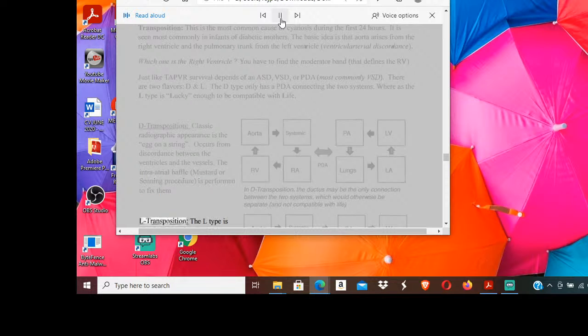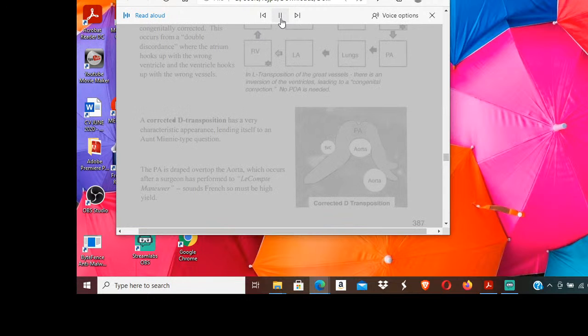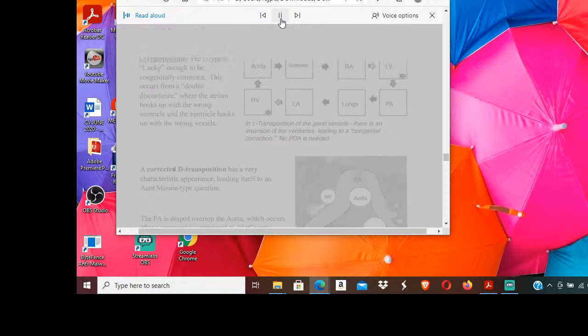L-transposition, the L type is lucky enough to be congenitally corrected. This occurs from a double discordance where the atrium hooks up with the wrong ventricle and the ventricle hooks up with the wrong vessels. In D-transposition, the ductus may be the only connection between the 2 systems, which would otherwise be separate, and not compatible with life.